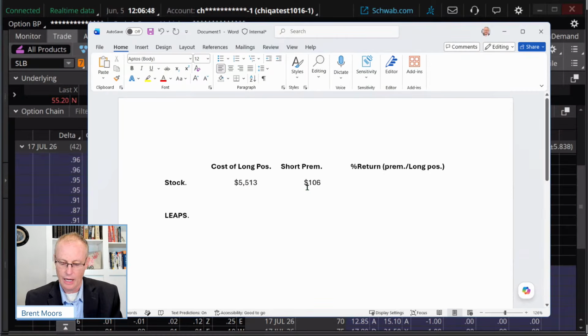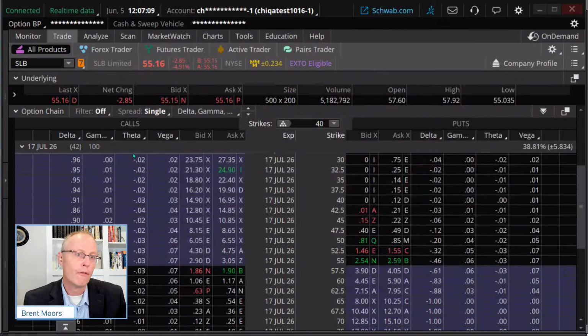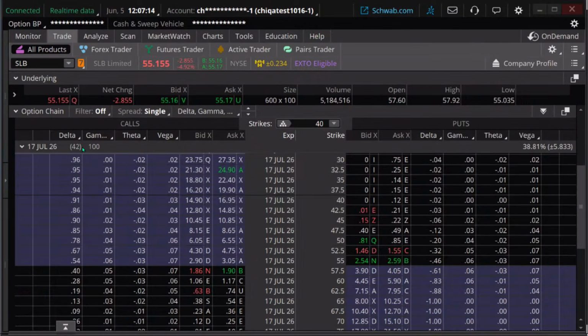The question is, what percentage of the cost of my position am I receiving as a premium? I'm going to take $106 and divide it by $5,513, and that turns out to be about 1.9%. You're going, well, Brent, 1.9% isn't much. But keep in mind, this was over 42 days. 1.9% over 42 days, maybe that's not such a bad deal. So that works. That's a covered call.